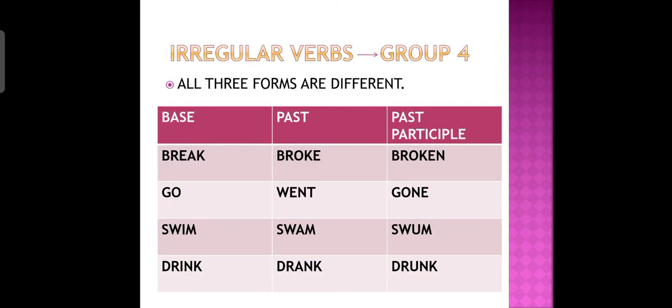Next is the last one, irregular verb forms group 4. Here all the 3 forms are different. For example, break, broke, broken; go, went, gone; swim, swam, swum; drink, drank, drunk. Here, can you observe that all the 3 forms are different?